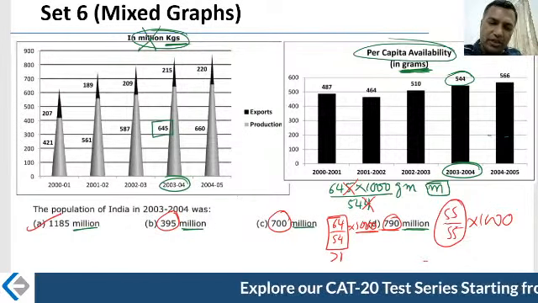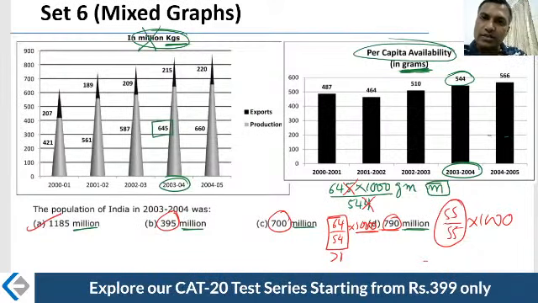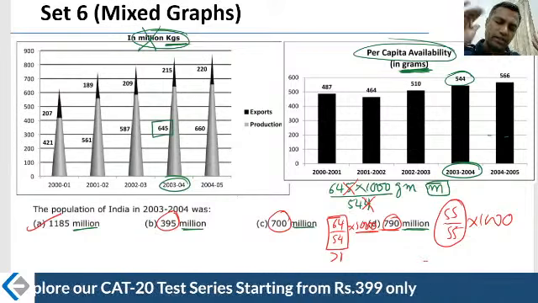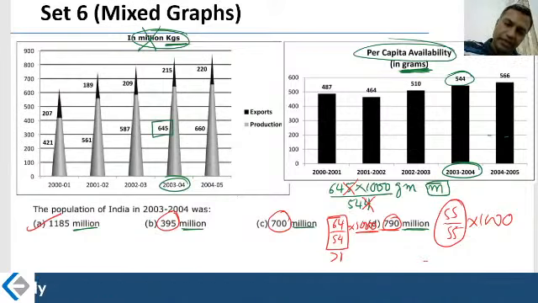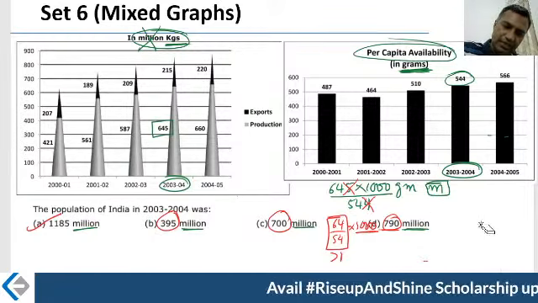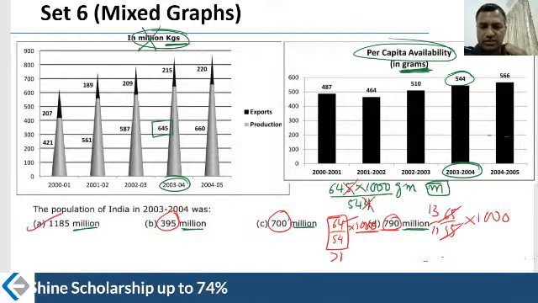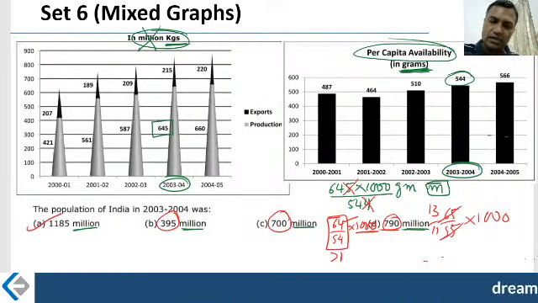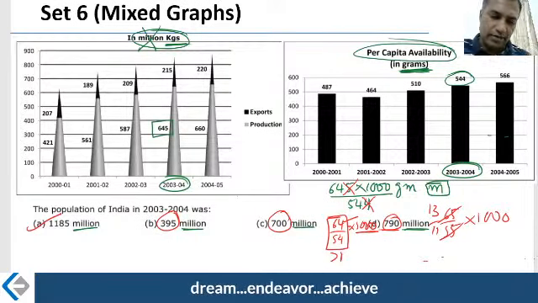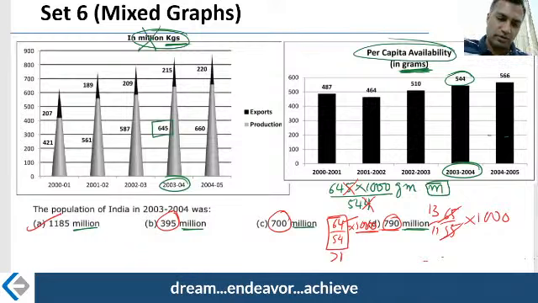What I'm teaching here is, what if there is more than one answer in 1000 and there is enough gap between the choices? In that case, write this as 65 by 55 into 1000. That calculation is also fine. What is 65 by 55? It is 13 divided by 11. What is 13 divided by 11? Write the approximate value of this, my friend.